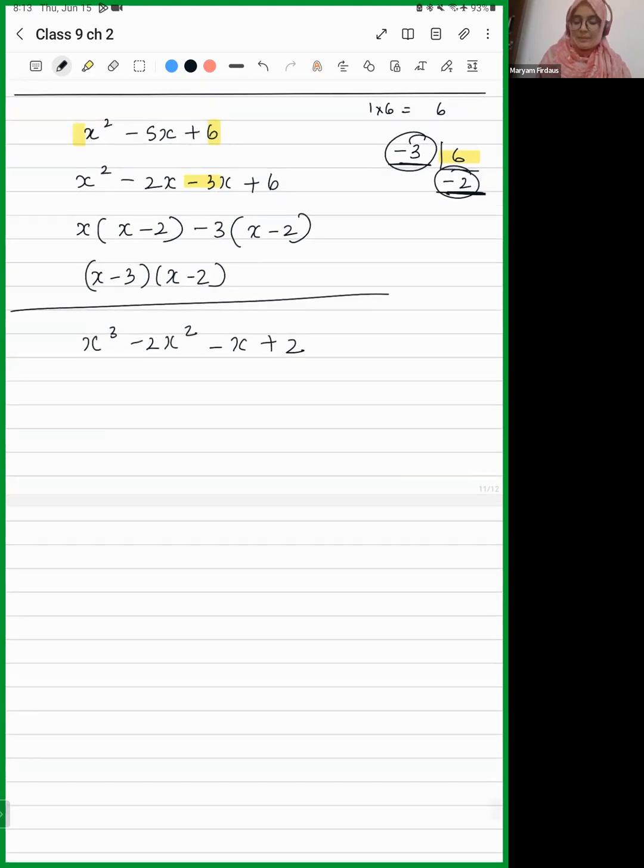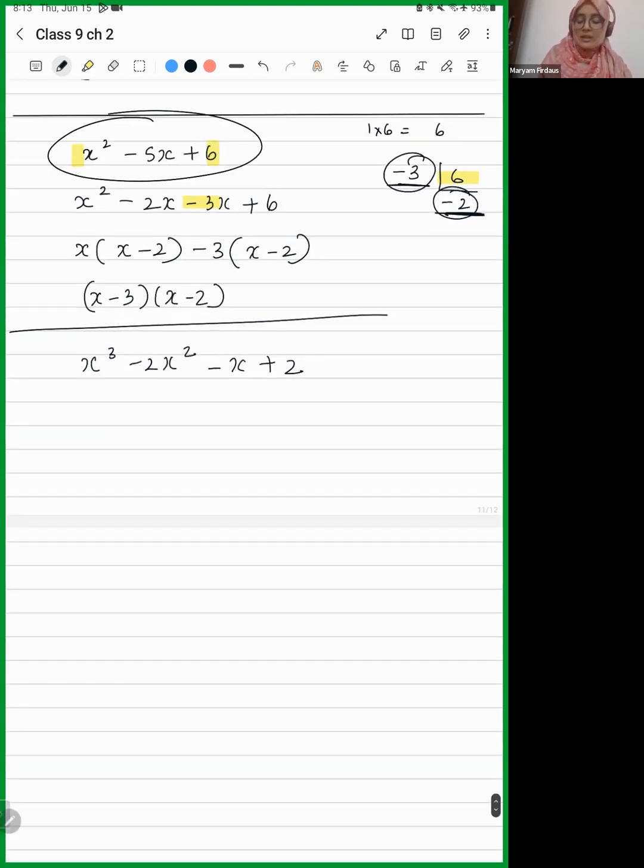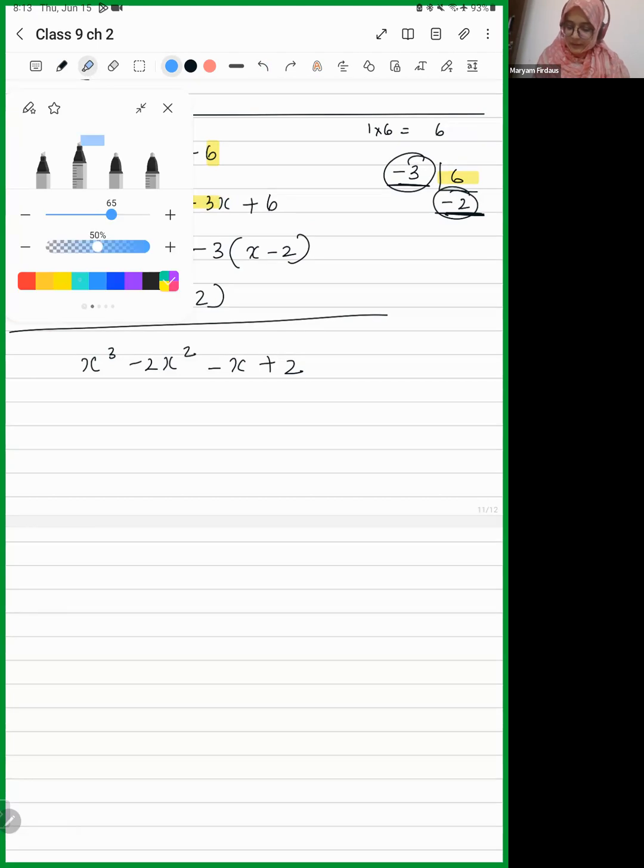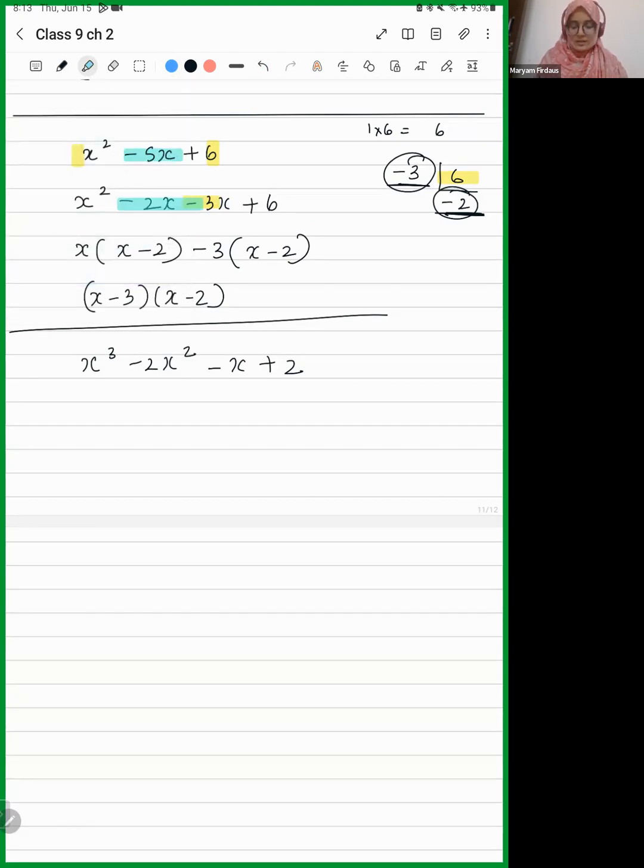In the above example, in the quadratic polynomial, we had a middle term. So we split the middle term into these two things. The minus 5x, we split it into minus 2x and minus 3x. But over here, there is no middle term. We have 4 terms. There's an even number of terms, so there's no term which is middle. So what we can use in this case is the factor theorem.